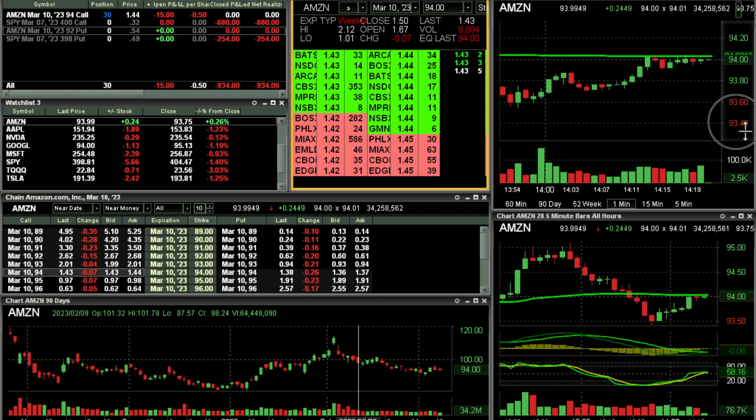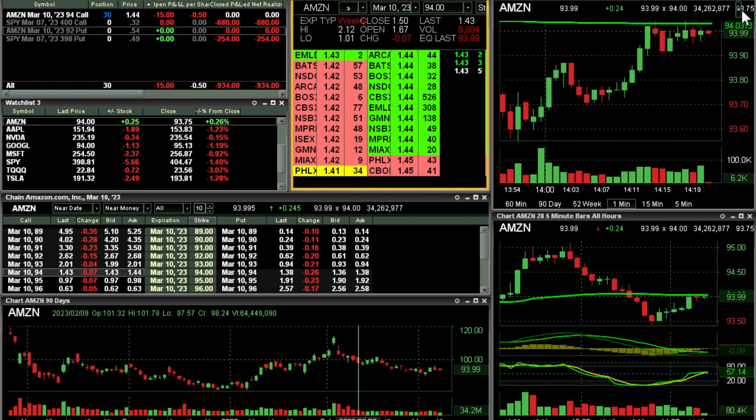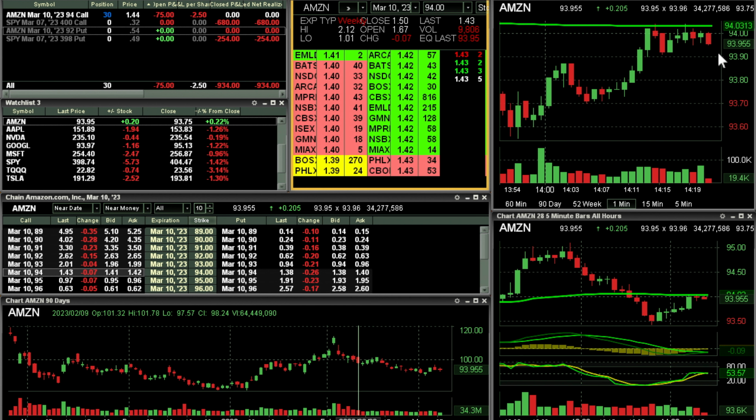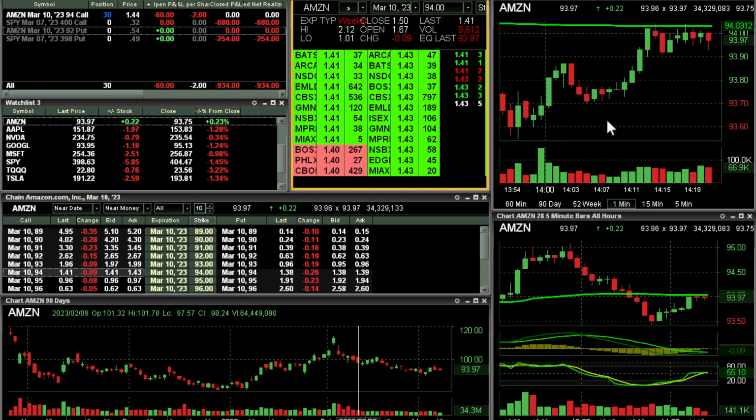Watching it. That's the VWAP, I guess, yes. So it's kind of taking control again. Holding so far 30. Holding but more. Holding 40.